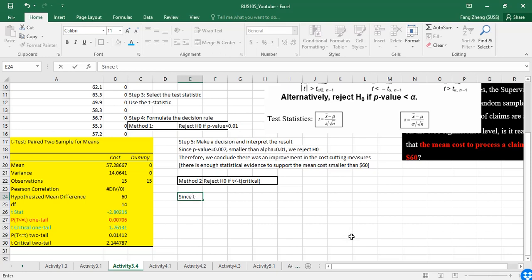Since the test statistic is minus 2.802, it is smaller than the critical value, which is minus 1.761. So we reject the null hypothesis and accept H1. And the interpretation is similar to what we have mentioned before. So that's it. Thank you.